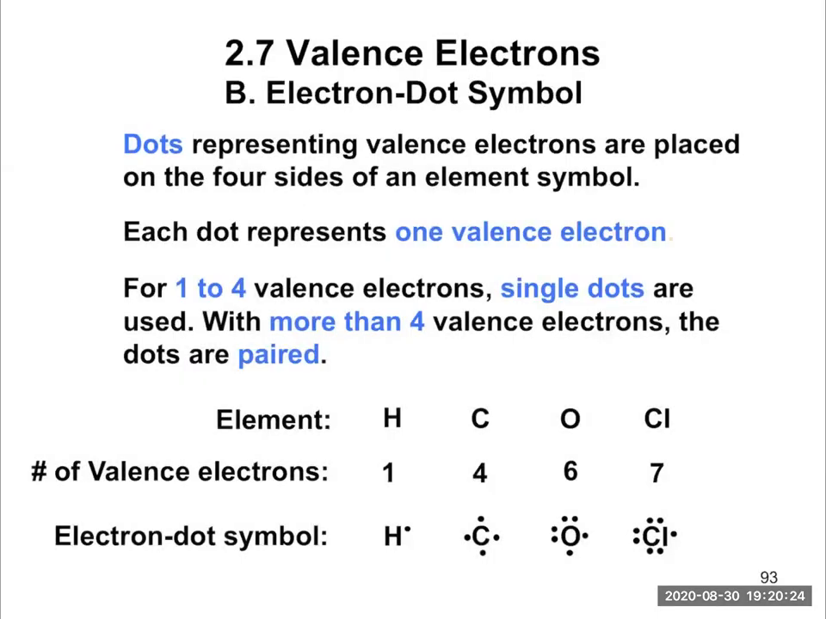Sometimes we are going to represent those valence electrons with dots. It's called Lewis dot structure. So for example, we put 4 different dots around carbon because carbon has 4 valence electrons. We put 6 dots around oxygen because oxygen has 6 valence electrons.